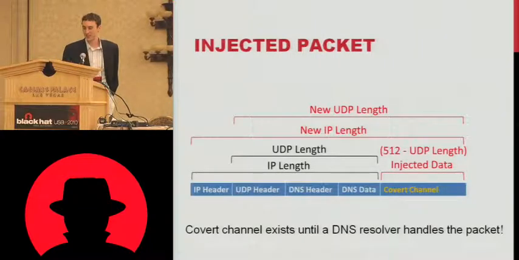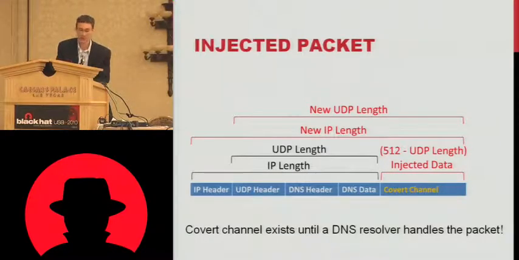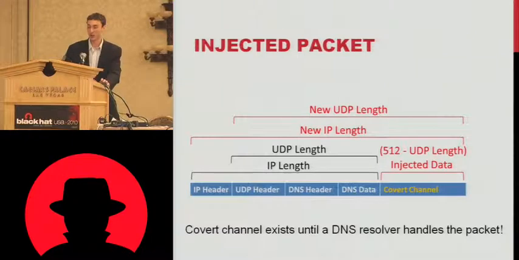So this is a basic idea of what I'm talking about here. You have your IP header, UDP header, DNS header, then you have your DNS data. Well, what you can do is take the IP and UDP lengths and increase those by the amount of injected data you want to throw in that particular packet. And then you're going to have to put a new UDP checksum and a new IP checksum on there when you modify it. But essentially you can put however long of a covert channel on the end of this you want, and you can put any type of data in there. It doesn't have to be formatted in any specific way. And this will actually exist going through the network until it hits a DNS resolver at some point.